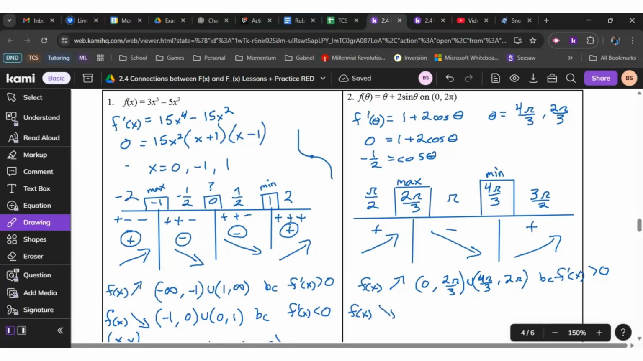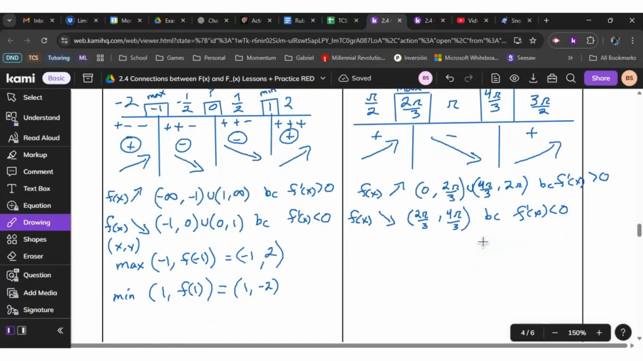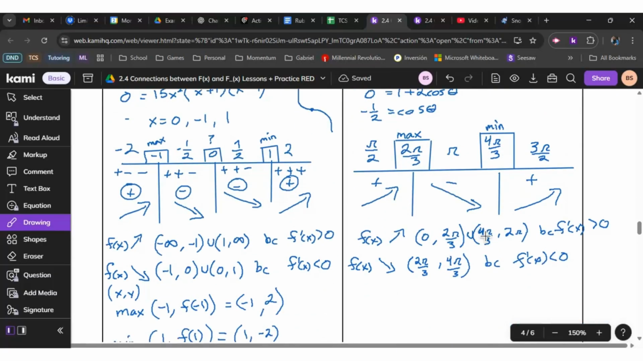Where is f of x going to decrease? Only from 2 pi over 3 to 4 pi over 3. Because what is f prime of x doing? Negative. The original is decreasing because the derivative is negative. Because f prime of theta. Oh, was it theta? Yeah, it would. Good call. It doesn't really make a difference, but yes, you're correct. We should technically put thetas in there. Good call, Emilio.